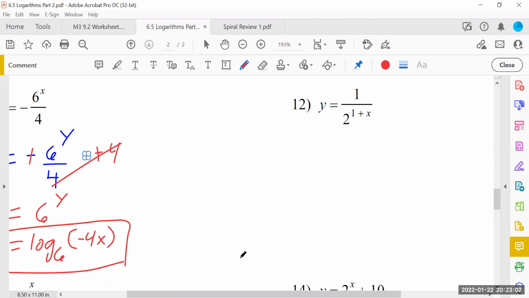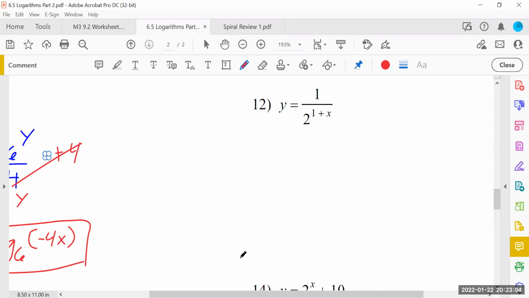All right, this next number 12 is rough. If you got number 11, great. That's the main point of what I'm wanting you guys to pick up on. Number 12 has some strange stuff in it, so we'll do the best we can here. The trick here is seeing this 1 over and realizing, oh, I can make that a negative exponent. I can rewrite this. Y is equal to 2 to the negative 1 plus x, which then makes this so much easier. I can swap the x's and y's.